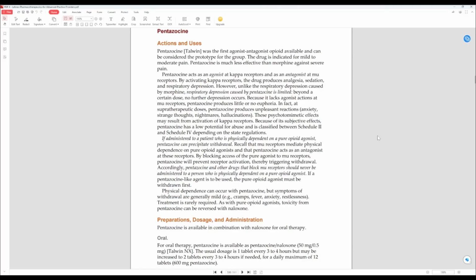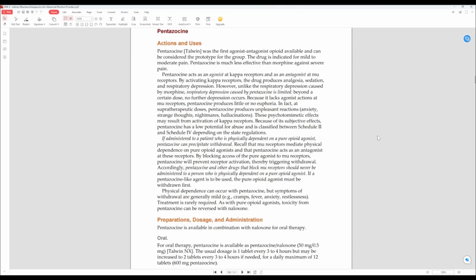These psychotomimetic effects may result from activation of kappa receptors. Because of its subjective effects, Talvin has a low potential for abuse and is classified between a Schedule II and a Schedule IV, depending on the state regulation. When administered to a patient who is physically dependent on a pure opioid agonist, Talvin can precipitate withdrawal.